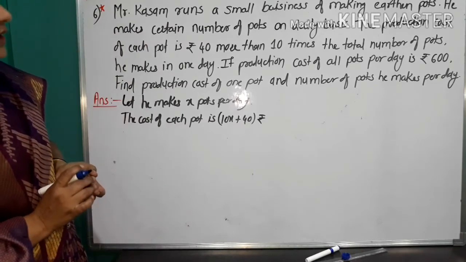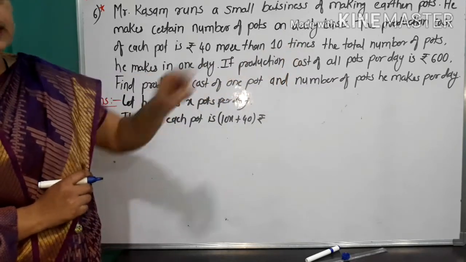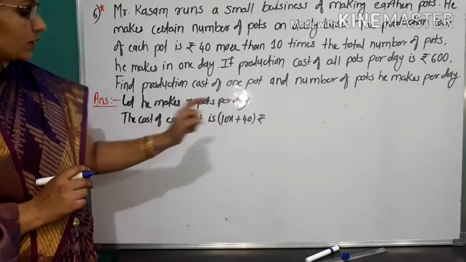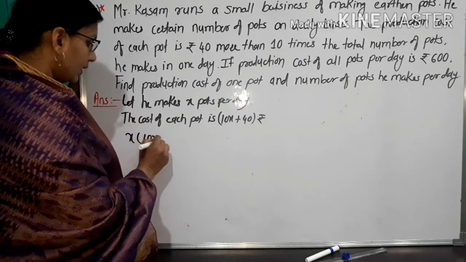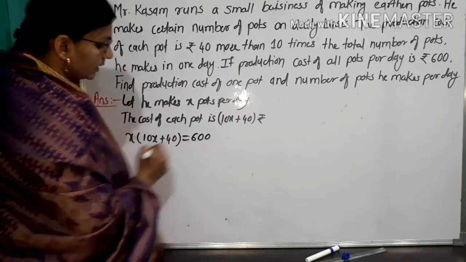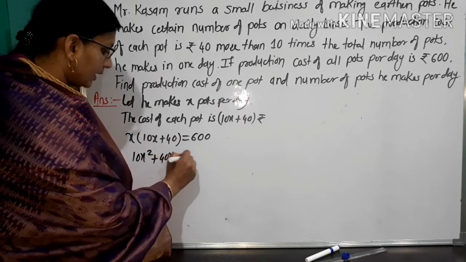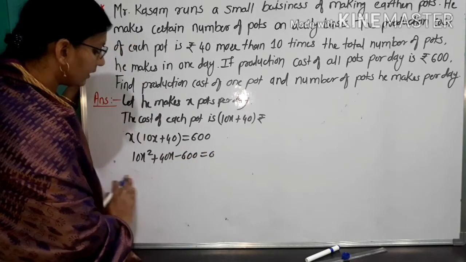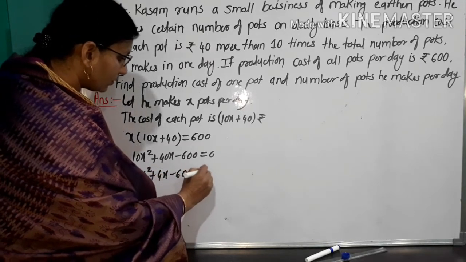But another condition is given that the production cost of all pots per day is rupees 600. The number of pots is x, and the cost of each pot is 10x plus 40. So x into 10x plus 40 equal to 600. Solve this. 10x square plus 40x minus 600 equal to 0. Divide the equation by 10, that is x square plus 4x minus 60 equal to 0.